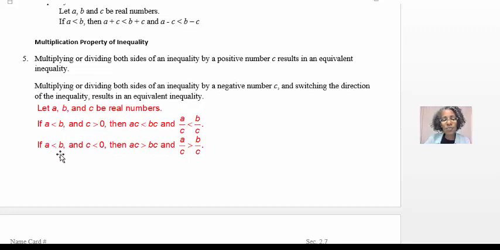Now if A is less than B and C is less than 0, then A times C is greater than B times C, and A divided by C is greater than B divided by C. So notice here, when my C is negative, the original inequality symbol reverses direction. So this less than became a greater than, whether I multiply or divide by a negative value.